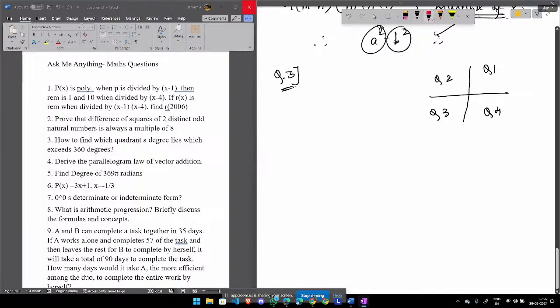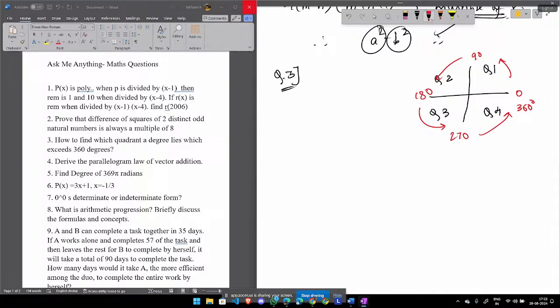And what are the degrees in it? It goes from 0 to 90, 90 to 180, 180 to 270, and 270 to 360 degrees. Now if I have been given any angle which is greater than 360, how would I find out in which quadrant it lies? It is a basic approach.